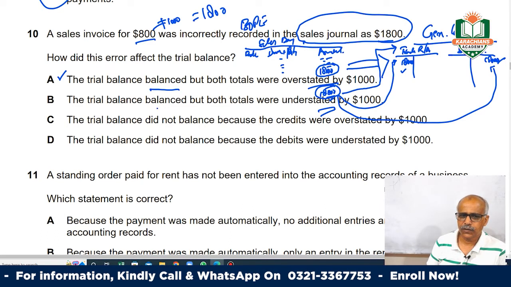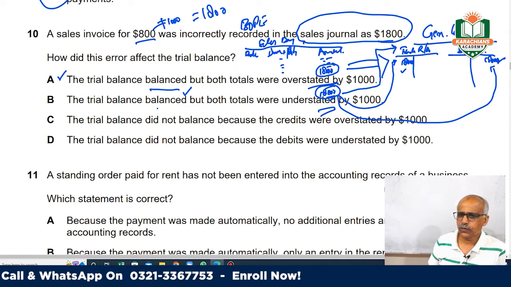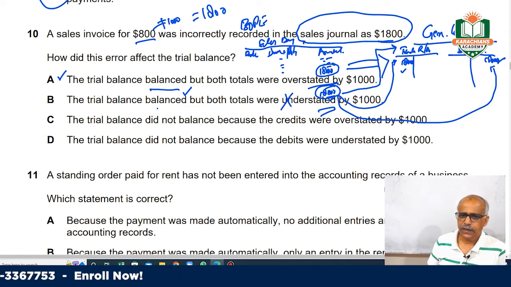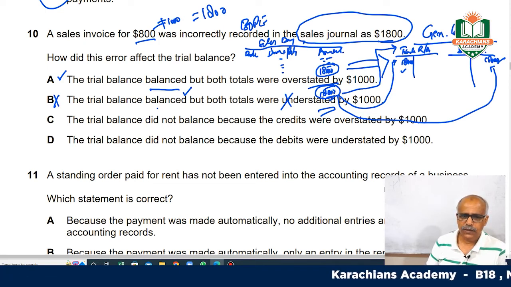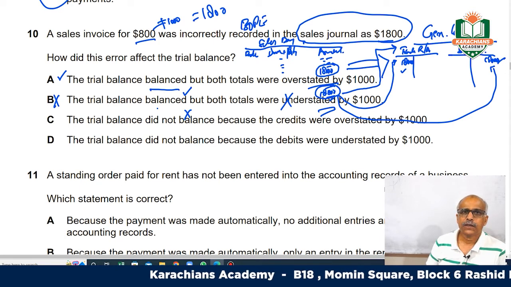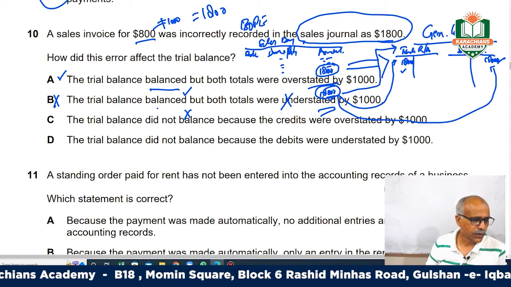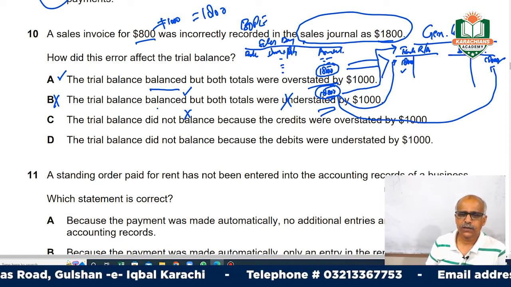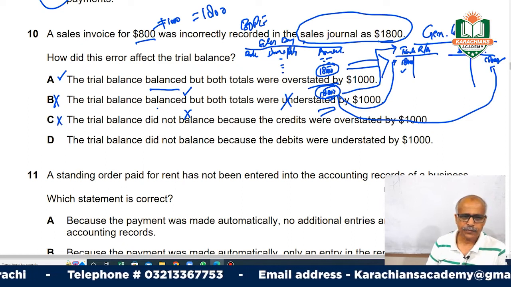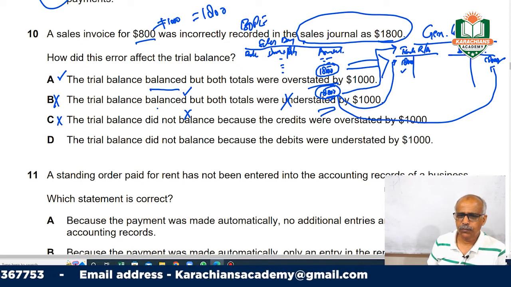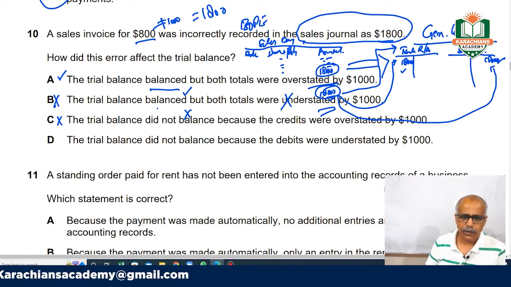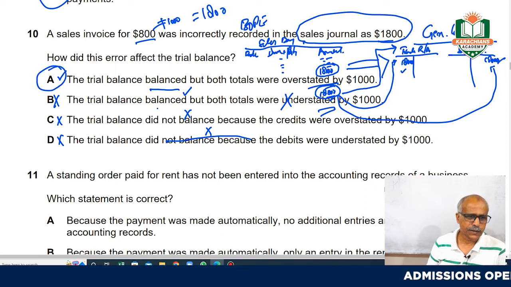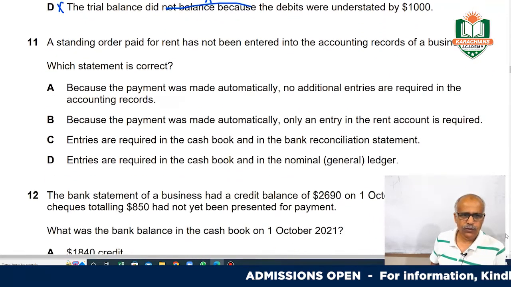The trial balance balanced, okay, this is correct, but both totals were understated. No, this is incorrect. So this whole option becomes incorrect. Trial balance did not balance. This is absolutely wrong because both sides are overstated by 1800, so non-agreement of both sides is not possible. So this is also incorrect. Trial balance did not balance, but the debit... no, trial balance did not balance. This is incorrect. So your answer is 10A. Okay, move on to question number 11.